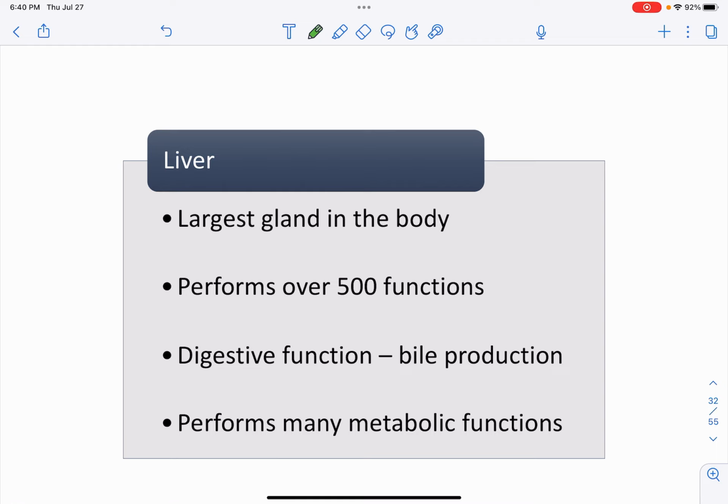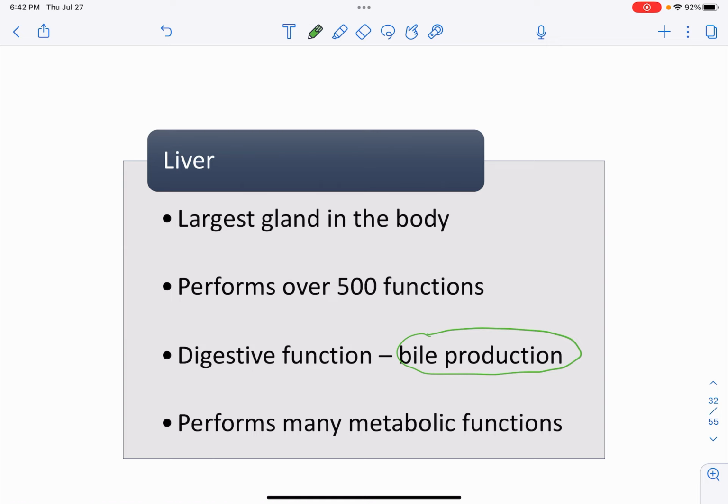There is so much that the liver does. But we are going to focus on one function of the liver, and that is its role in digestion. So we are going to focus on bile production and how bile is produced in the liver.